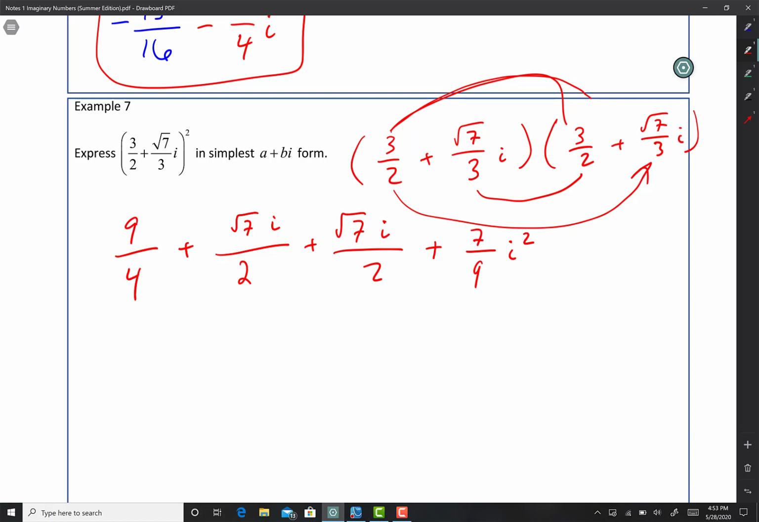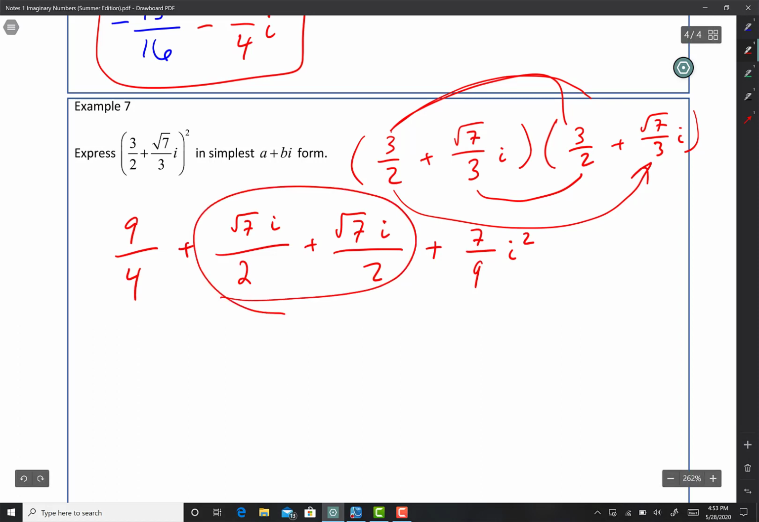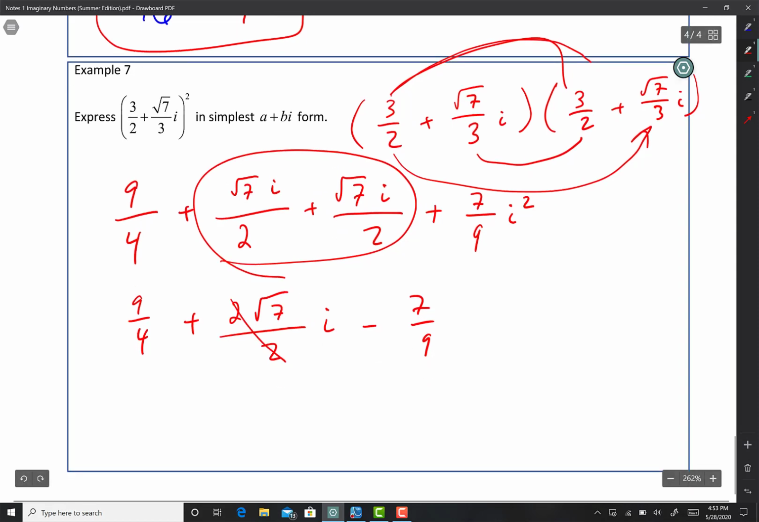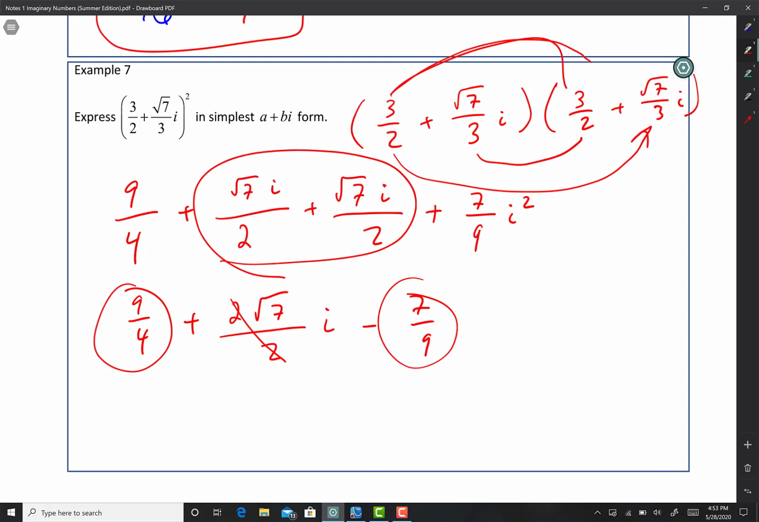All right, so let's see. When I add these 2 up right here in the middle, there's 2 of them. So we have 9/4 plus 2 of the square root of 7 over 2 with an i on the outside. You can put the i on top of the square root of 7 outside of the square root, of course, make sure. Minus 7/9. And it looks like we're going to have to do common denominator. These 2's cancel out right there. So I want to add up these 2 right here, the 9/4 and the 7/9. And it doesn't look like there's a super fast way. We're just going to have to do good old basic common denominator.